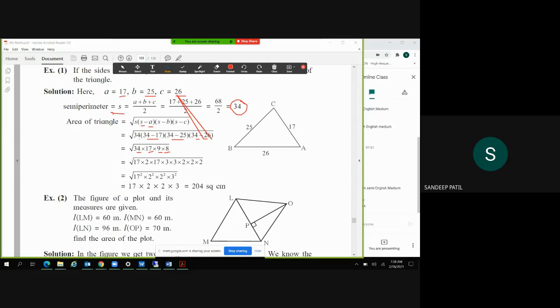So for 34, how to make the factors is like 17 into 2. For 17, there is no factor because that is a prime number, right?